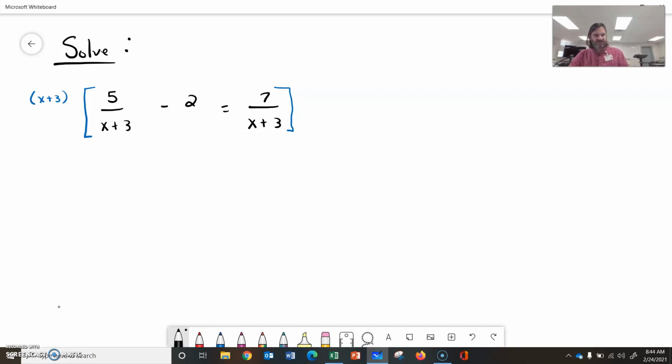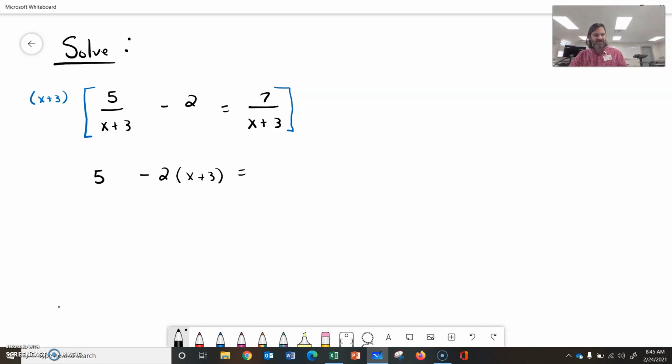Okay, so there's three terms here. There's the fraction minus the 2, and then there's equal to the fraction. All three of those get multiplied by x plus 3. So the first one, when I multiply 5 over x plus 3 by x plus 3, the x plus 3's cancel out and just leave me 5. The second one, there's no denominator to reduce it with, so I get negative 2 times the x plus 3 that we'll distribute in a moment.